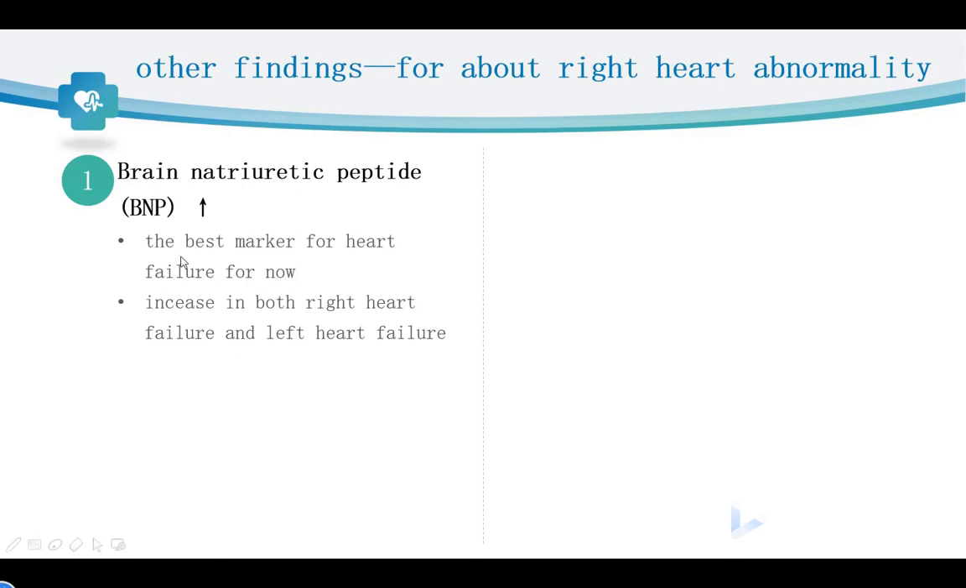The BNP is the best marker for heart failure for now in the serum. But we can find increased BNP in both right heart failure and left heart failure. So we cannot conclude a right heart failure or left heart failure only according to the level of the BNP.